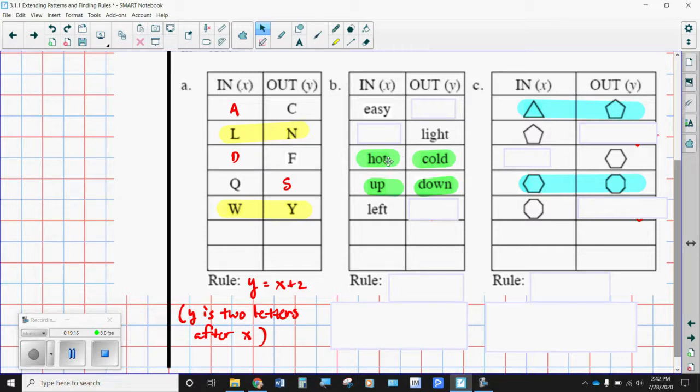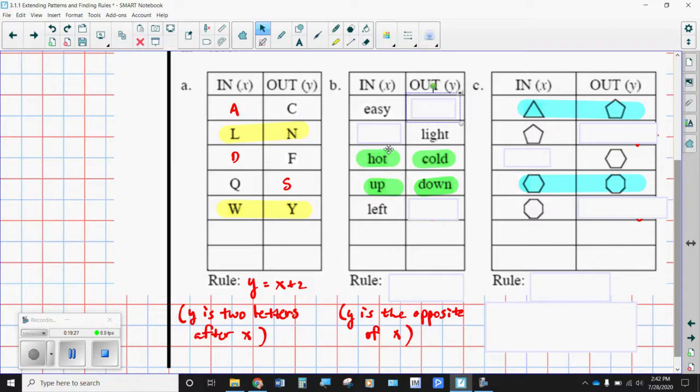What's happening here between hot and cold, up and down? If you said that they are opposites of each other, you are exactly right. Y is the opposite of X, and X is the opposite of Y. So easy, and you could have chosen different synonyms for hard, difficult, challenging. You know, any word that means the same as hard would be fine.